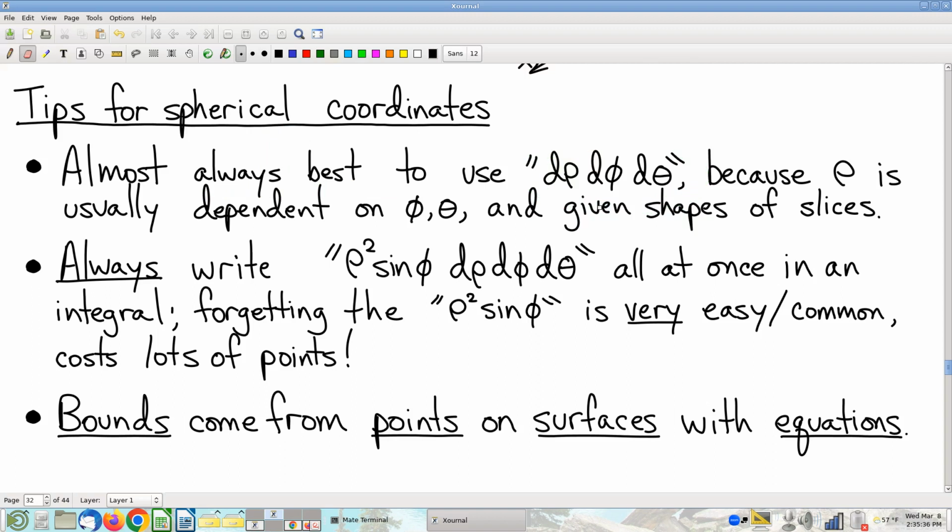And again, please, please, please don't forget your stretching factor. A really good hack for remembering it is to write this down all at once together. Don't ever write down d rho, d phi, d theta by itself. There's no reason to, ever. You should always write rho squared sine phi, d rho, d phi, d theta all at once. Practice saying that so that it just seems like a natural thing to write down. You should get the willies anytime you find yourself writing down just d rho, d phi, d theta by itself. It's not really a thing. This whole thing together is the thing.